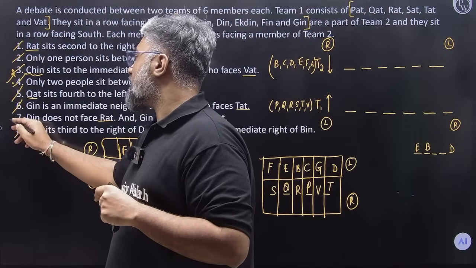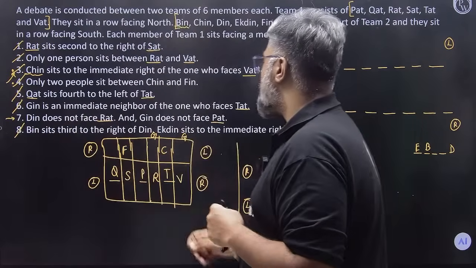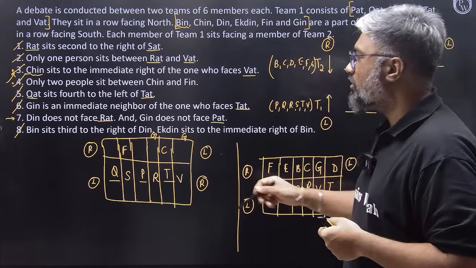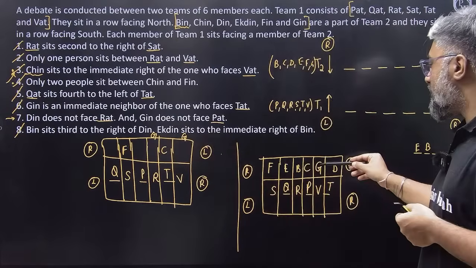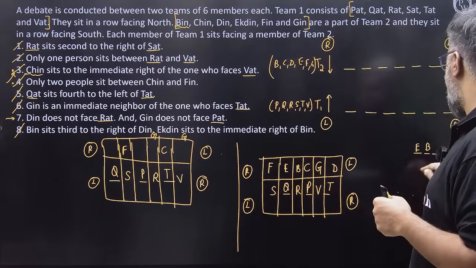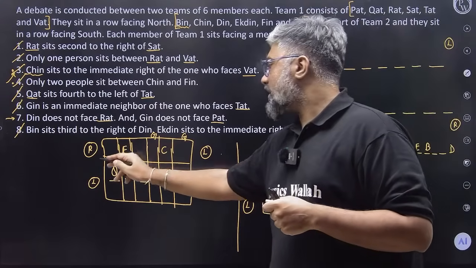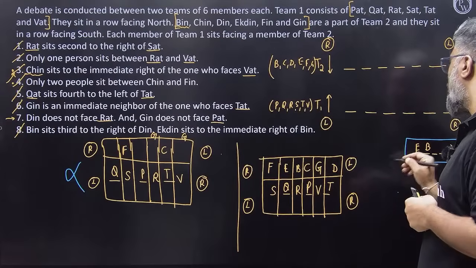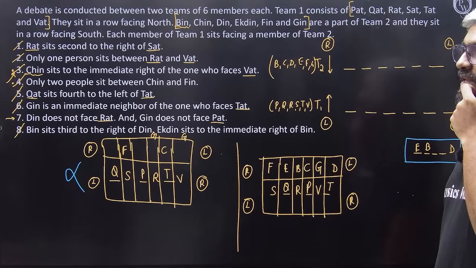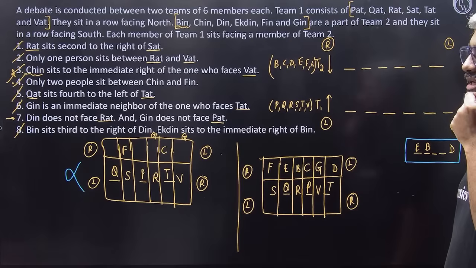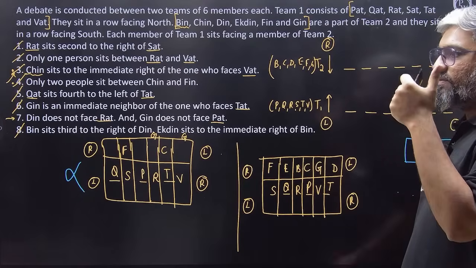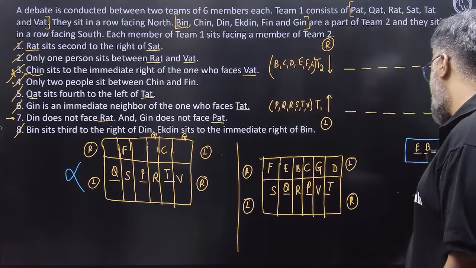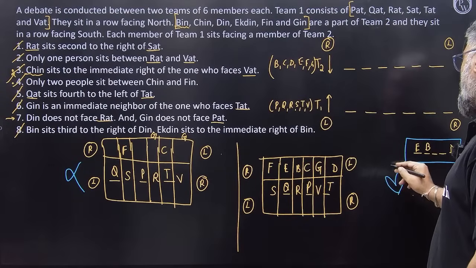For confirmation, let's use the 7th condition. D does not face R. R is not facing D. D is facing T. Good to go. G does not face P. G is not facing P. Good to go. So this condition is out, boss. This condition is gone because we were not able to place EB dash dash D anywhere here. Cool? FEB, CGD. Yes, CGD. Perfect. Works? Nice. Done. We have our arrangement.